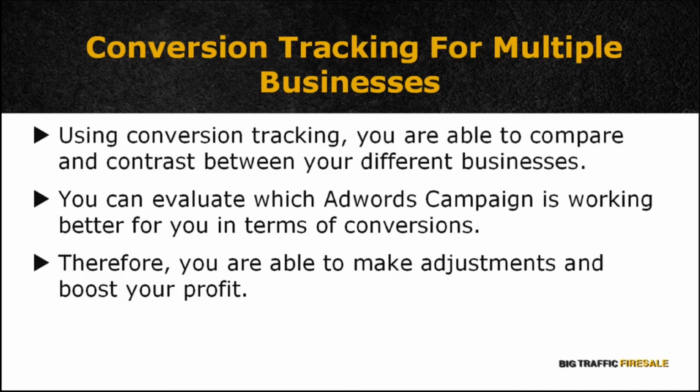By using conversion tracking, you can compare and contrast between the two businesses and see which AdWords campaign is working better for you in terms of conversions. If you track that your business A is converting relatively better than your business B, you can decide on ways to improve by allocating more of your advertising budget to business B, or you can make adjustments to your AdWords campaign to boost your profit in business B even more.